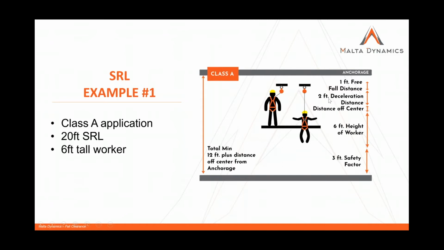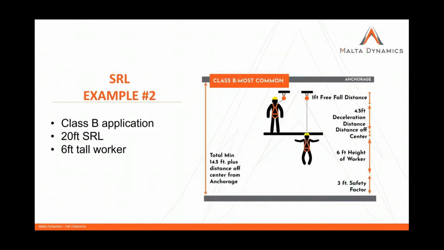So we're looking at 1, 2, 3, 9, 12 feet. So 12 feet in this case, much better than a lanyard. And that's why many companies are going away from them. Now, Class B allows you to pay out 4.5 feet of deceleration distance.